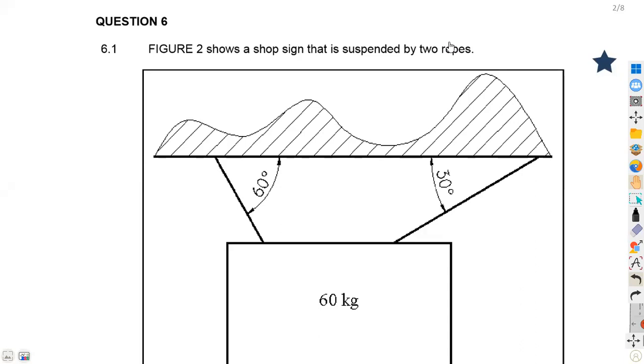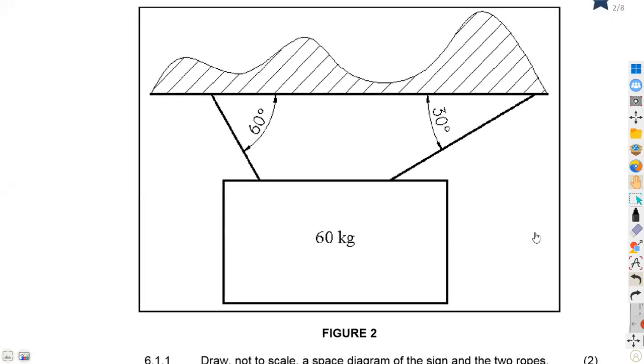In this platform, we've got the question which is on statics, November 2022 question paper. We have the first question, that is question 6.1, where we are given that Fig 2 shows a shop sign that is suspended by two ropes. So this is our shop sign, suspended by two ropes. You can see the first rope here at 60 degrees, the other one at 30 degrees. And this is the sign, which has a mass of 60 kgs.